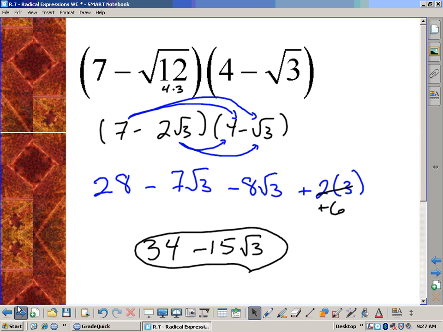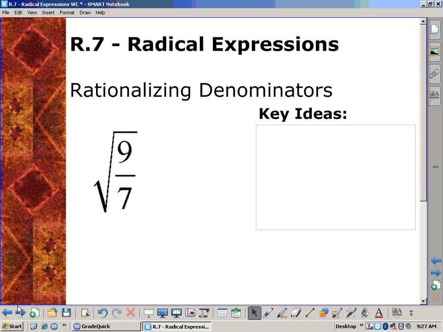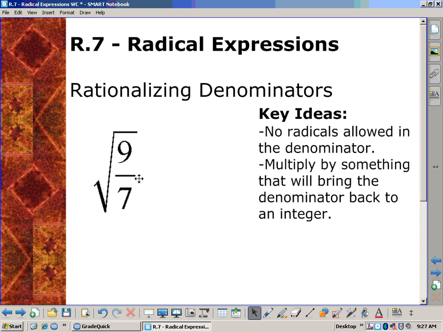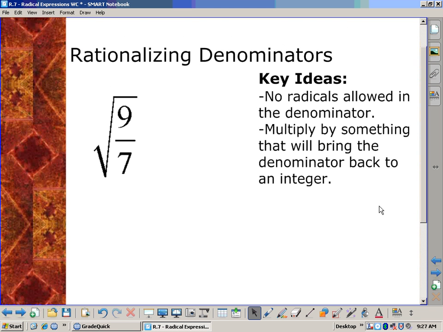And the last thing we need to talk about is how you rationalize denominators. Again, the whole reason for this is at one point it made the division easier. The whole key is, remember, no radicals are allowed down in the denominator. You cannot be divided by an irrational number. So then what we end up doing is we need to multiply the denominator by something that will bring it back into becoming an integer. First thing I would do is break this down into two different radicals. So it's going to be square root of 9 over the square root of 7. So that's going to be 3 over the square root of 7.